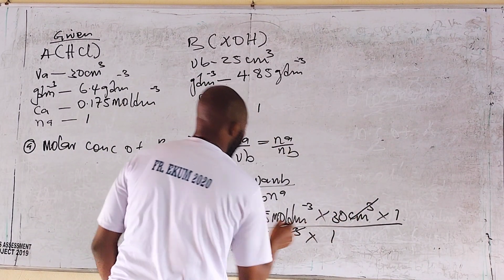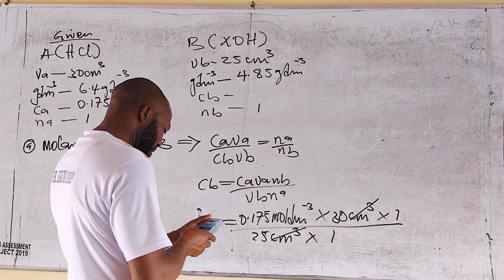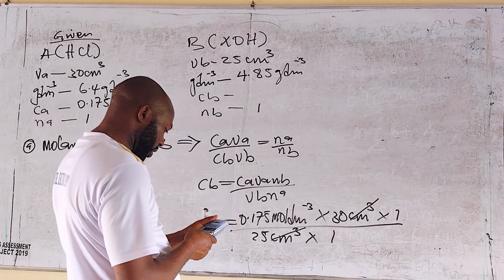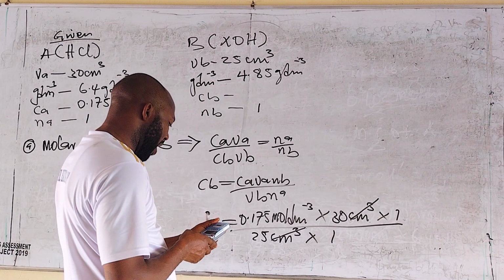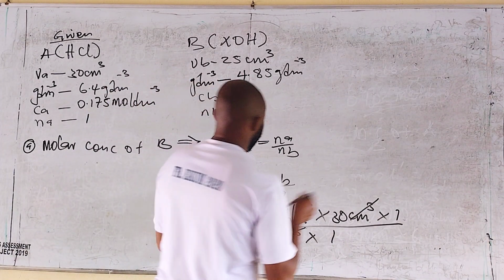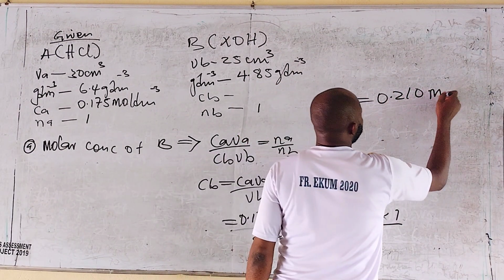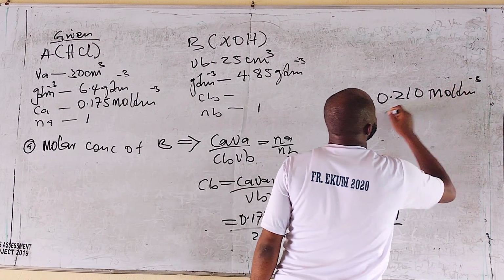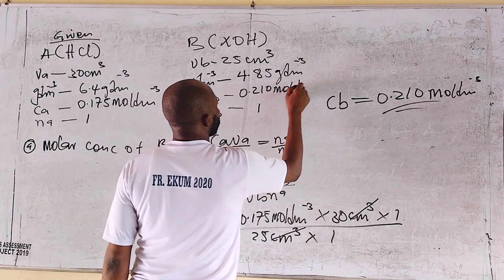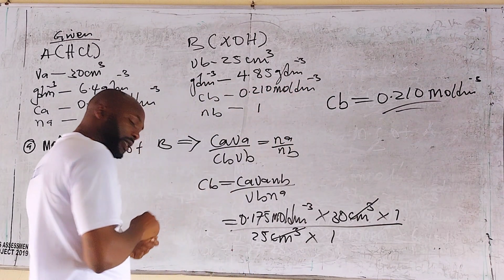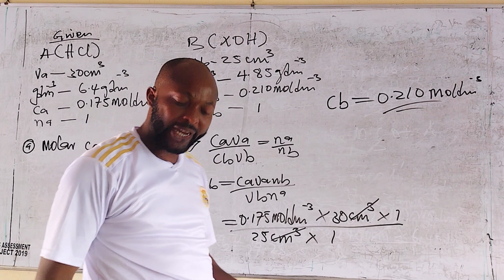The cm³ will cancel cm³ and we proceed. 0.175 times 30 divided by 25 gives 0.210. CB is equal to 0.210 mol/dm³. So I come back here, 0.210 mol/dm³. So I've got my CB. What is next? The relative atomic mass of the element X. We should name the element.